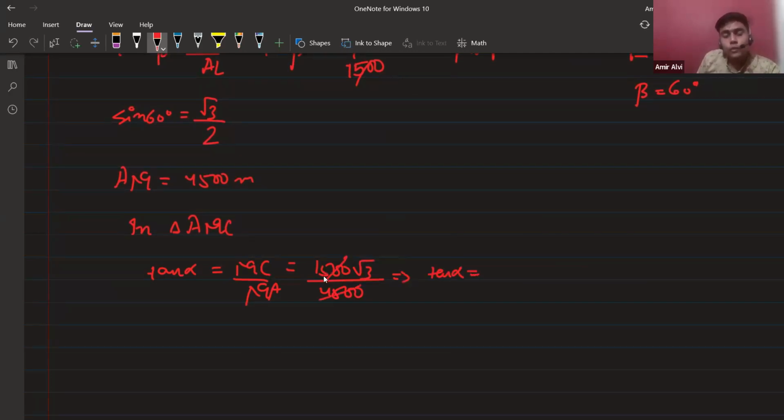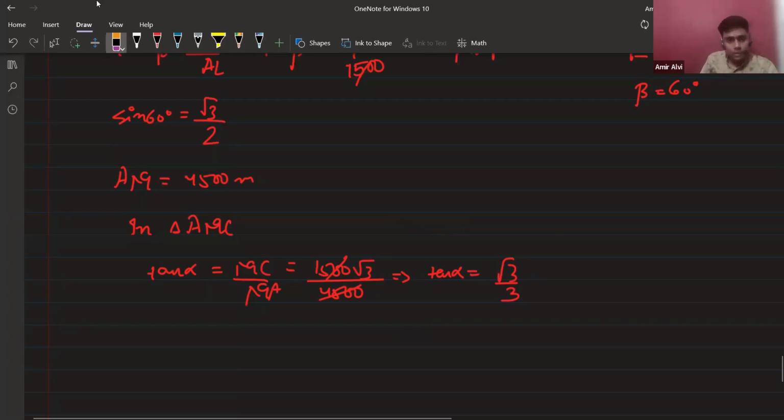Yes or no? So tan alpha is 15, if you divide, it will be 1500 by 4500. It will be root 3 by 3, because if you multiply 15 into 3, you will get 45. So basically 3 will be left. Karishma, is that clear, dear? Is this step clear to you?